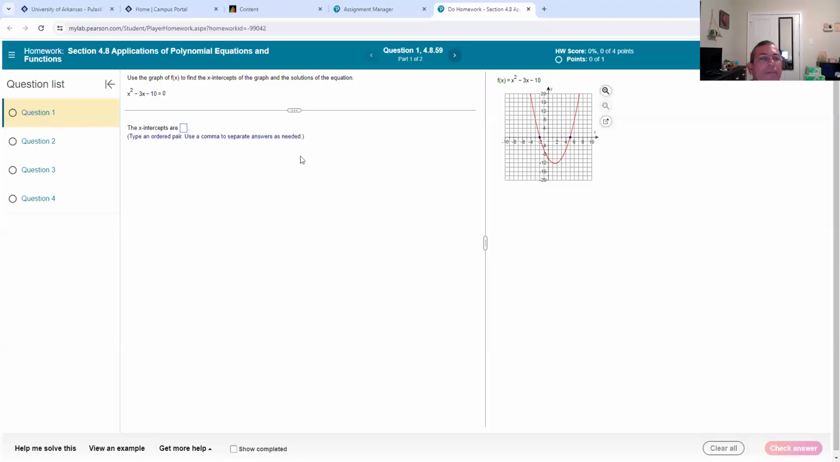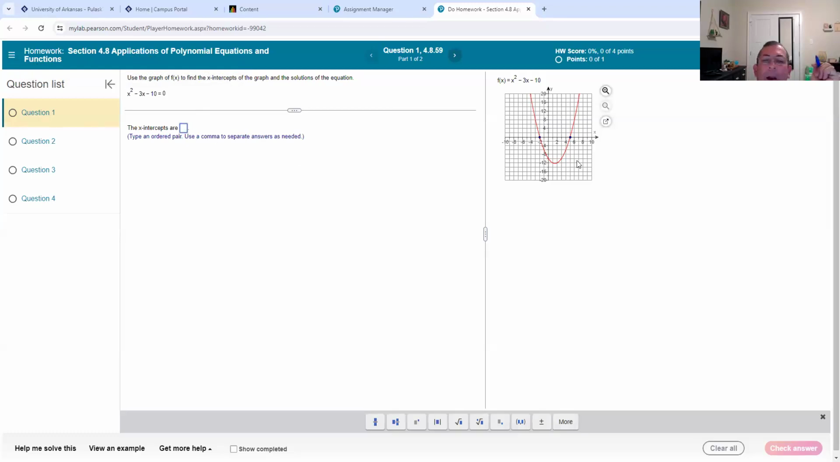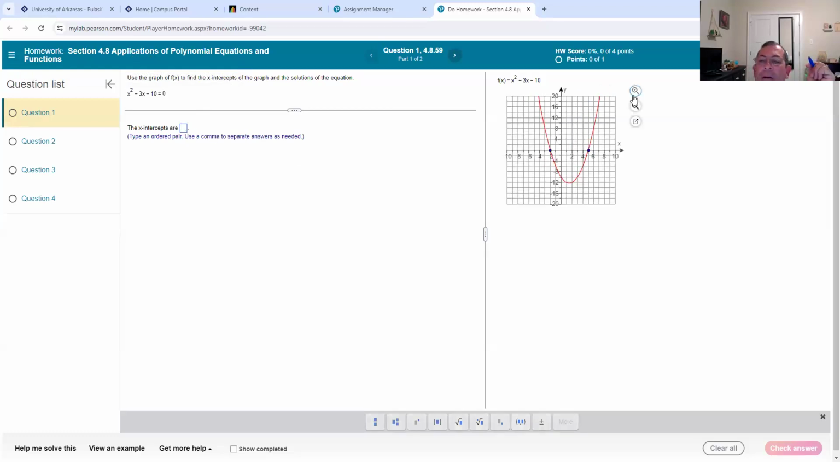So this is section 4.8, applications of polynomial equations. All right, y'all, so you're looking at this graph right here.